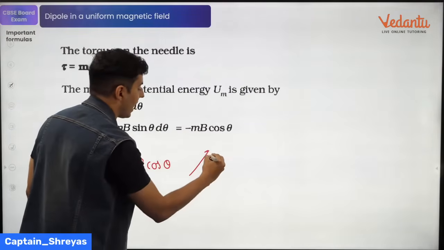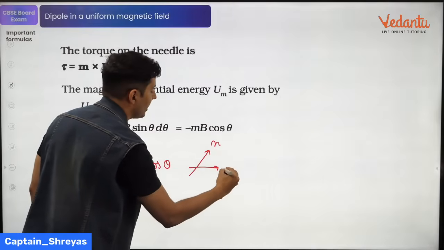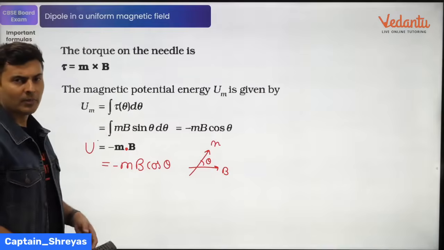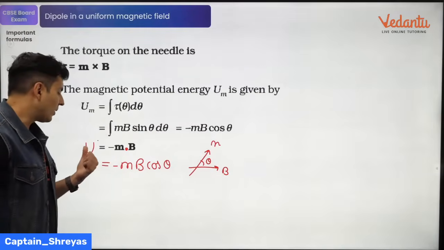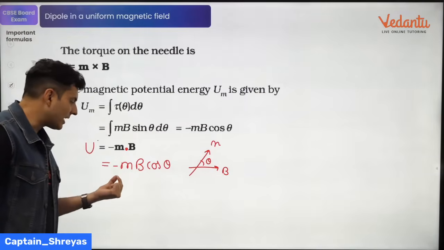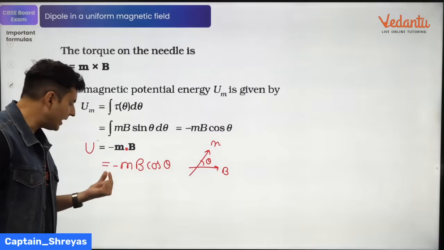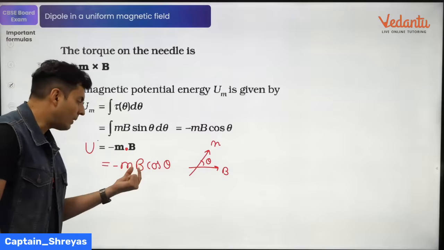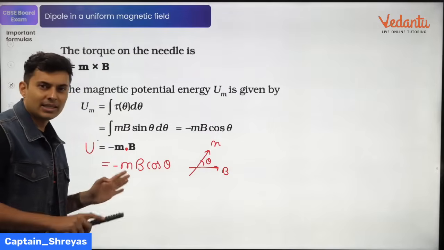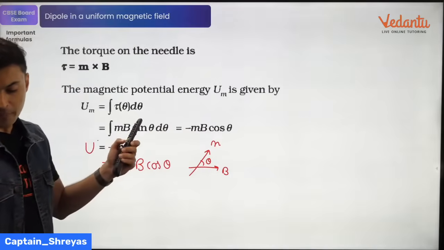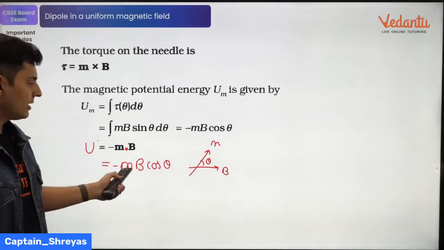What is theta? Theta is the angle between the magnetic moment and the magnetic field, just like in electric field and electric dipole moment. So electrical potential energy was minus pE cos theta. Here it is minus dipole moment into magnetic field into cos of theta. That's it. It's the same thing. If you remember one, you automatically remember the other. Okay, everyone with me? So that's the next thing.